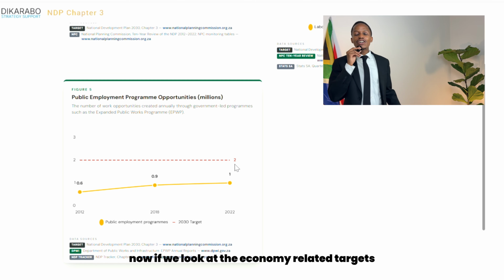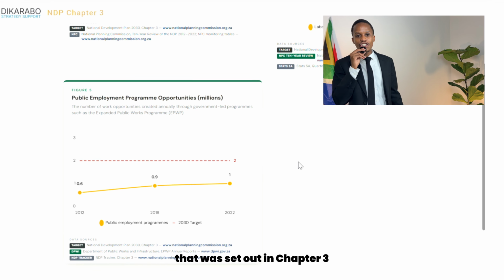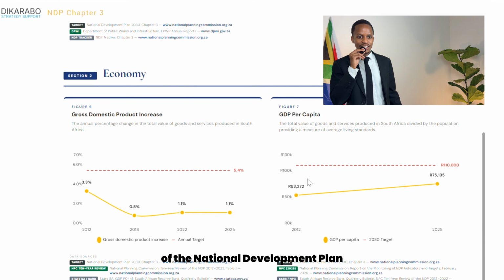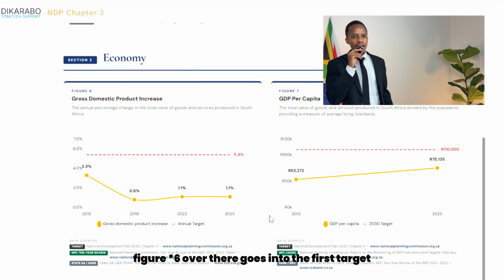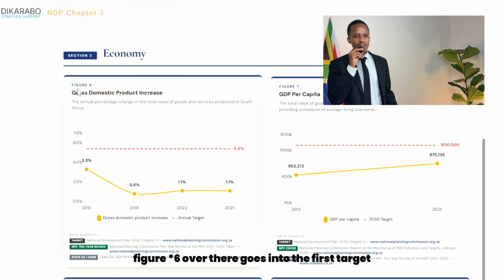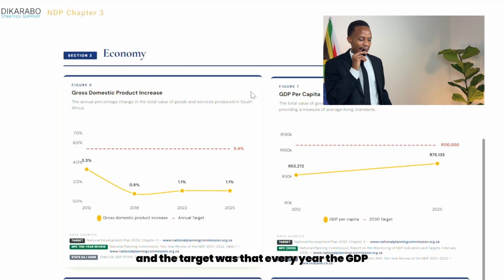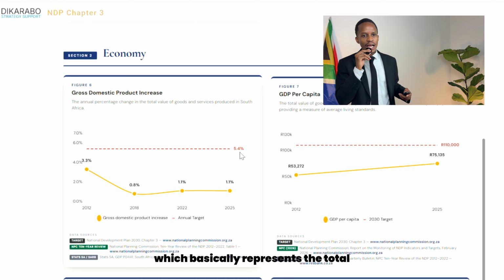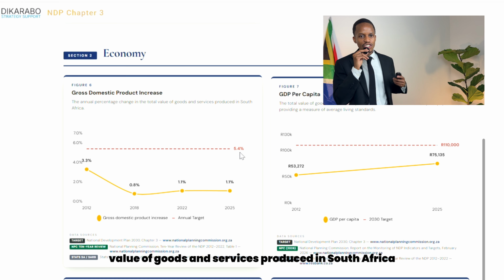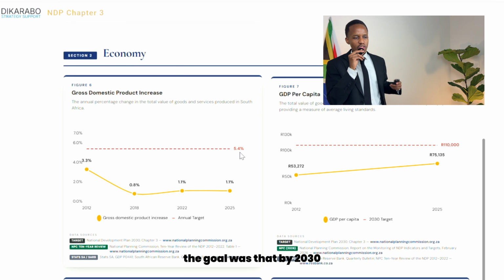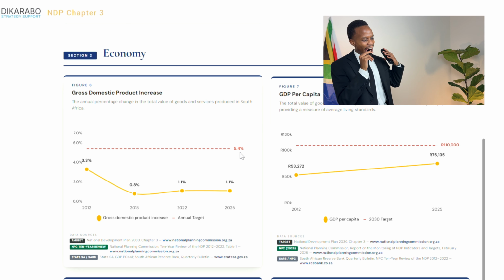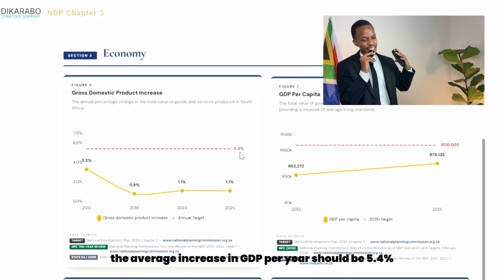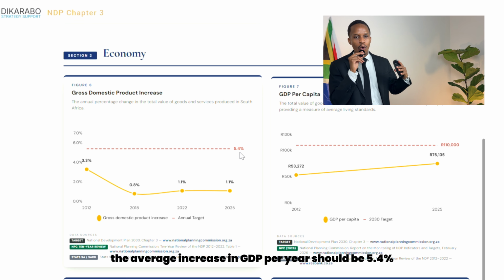Now, if we look at the economy-related targets that were set out in Chapter 3 of the National Development Plan, Figure 5 over there goes into the first target, which is the increase in gross domestic product per annum. The target was that every year the GDP, which basically represents the total value of goods and services produced in South Africa, should, by 2030, increase on average by 5.4% per year.